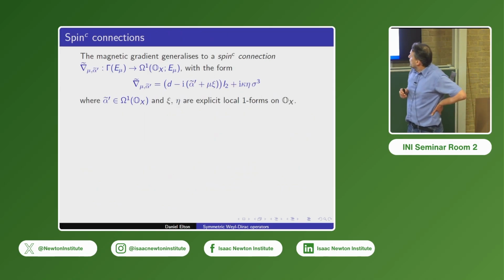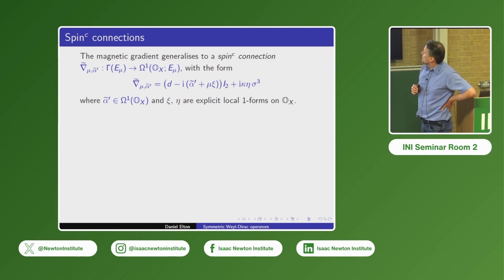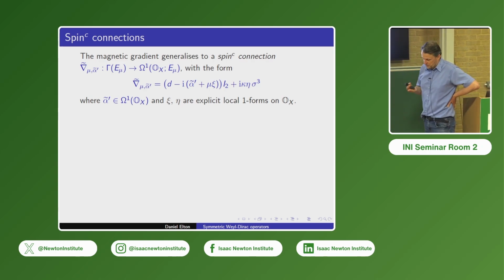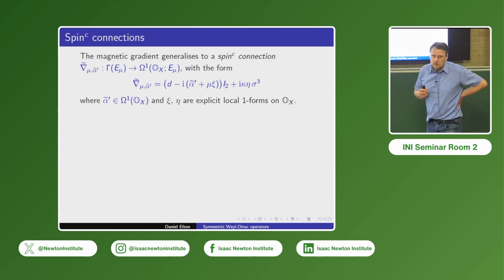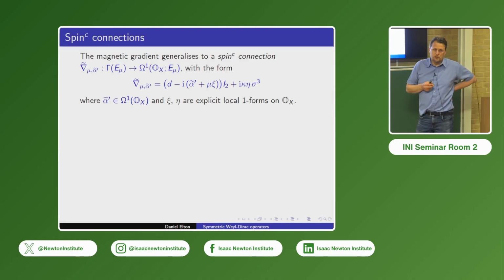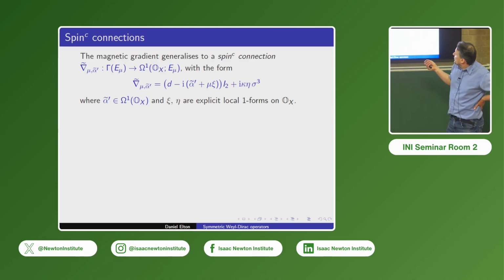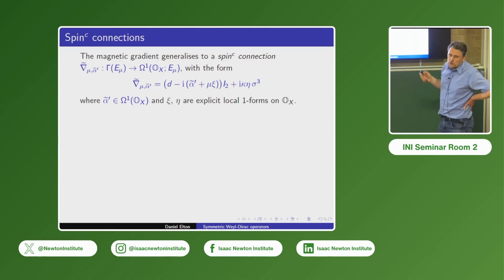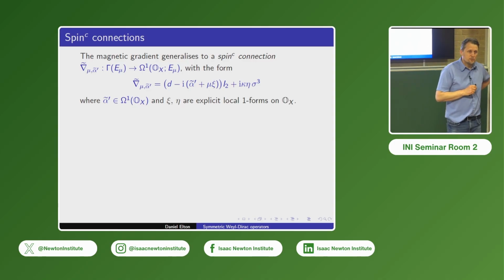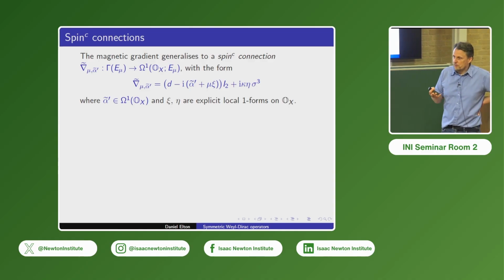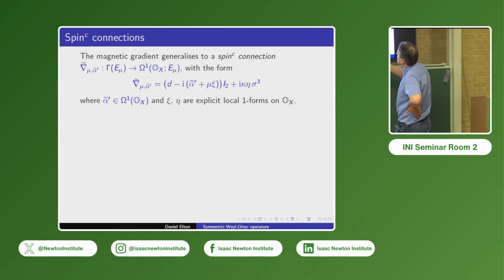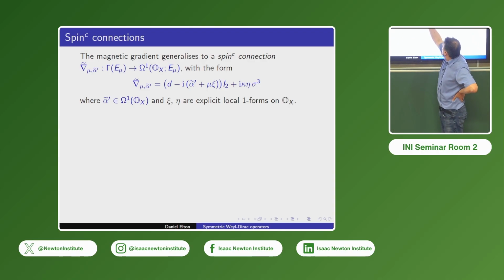Okay, the other component that we need is the generalization of the magnetic gradient. This is something that's called a spin-C connection. So we can certainly define these as well. This bit here is just the standard magnetic gradient that you would expect to see in 2 dimensions. The D there is the derivative. The other bit here is a magnetic potential.